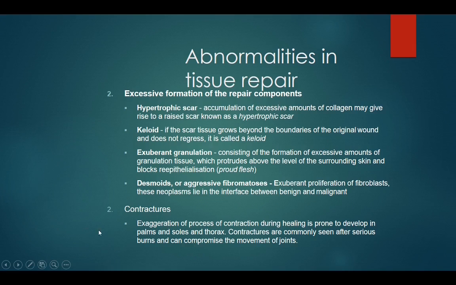And then there is excessive deposition and formation of repair components, like hypertrophic scar, keloid, exuberant granuloma, and desmoids or aggressive fibromatosis. In a hypertrophic scar, accumulation of an excessive amount of collagen may give rise to a raised scar. This is an abnormality of tissue repair which can happen in any scar area. Keloid is similar to a hypertrophic scar, but it can cross the normal border of the injury.